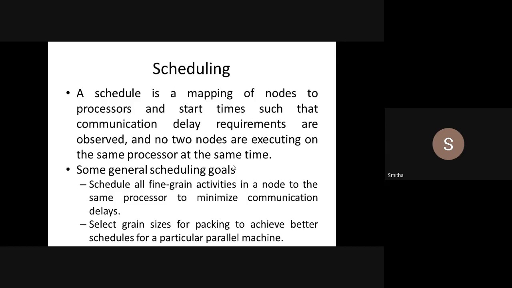Some general scheduling goals are: schedule all fine grain activities in a node to the same processor to minimize communication delays. So what they are telling is, give all fine grain activities in a node to the same processor, so that we can reduce the communication delays. If we are executing it in one processor, then there is no need of synchronizing with another processor, because all the data, whatever result it gets, the same processor will have. So there is no need of synchronization.